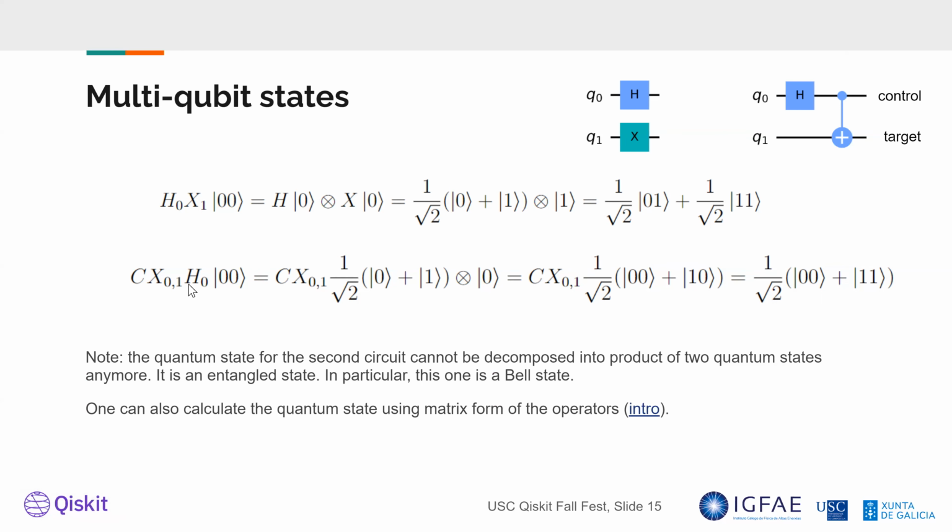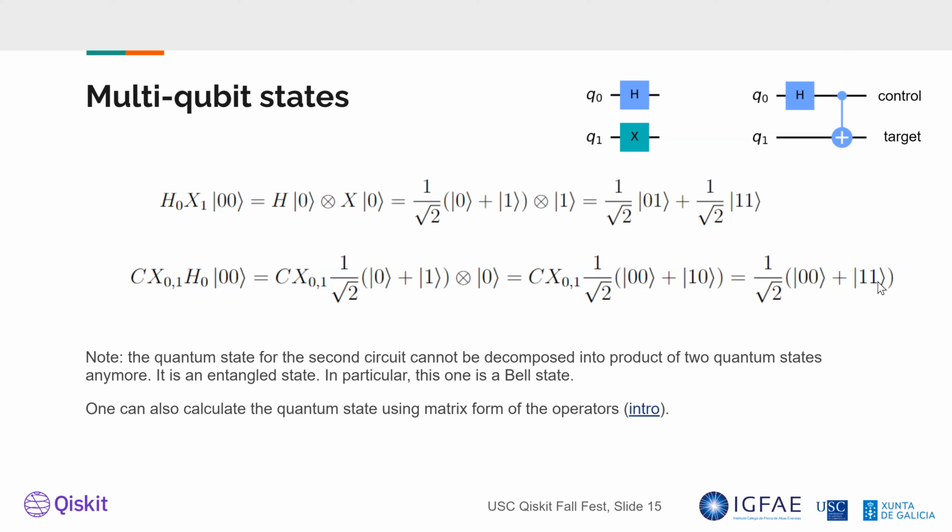But the idea is the same. You apply the matrices on the content, and in the end, you get something like this. And it's very important to see that this state is not separable. You cannot write this state as a product of two states. And so that's the idea of an entangled state. So those two states are entangled. So basically here is a Bell state.